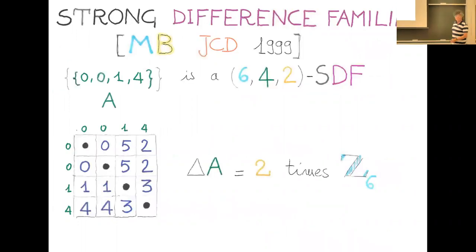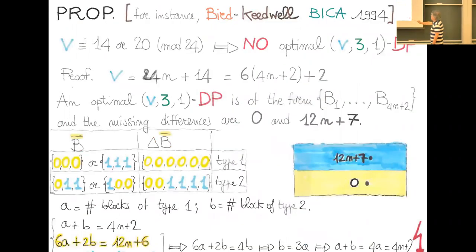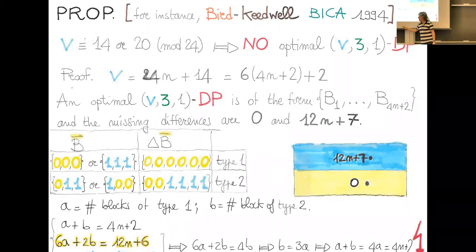So what is a strong difference family? In a certain sense, a strong difference family was also here. Also here, you see, this putative optimal difference packing has a list of differences which modulo 2 cover 12m+6 times 0 and 12m+6 times 1. So this should be a 12m+6 strong difference family.